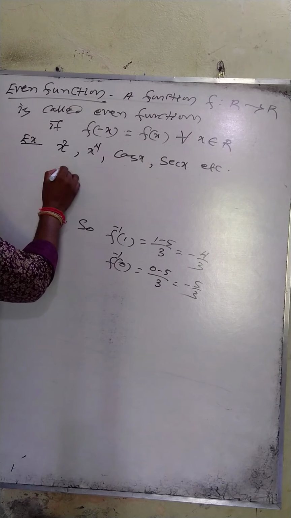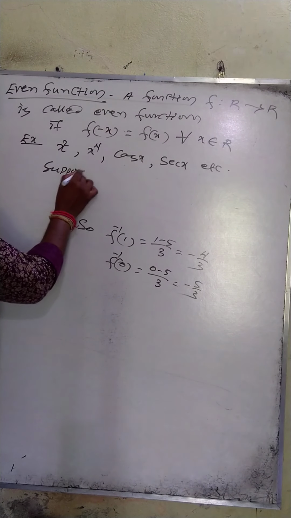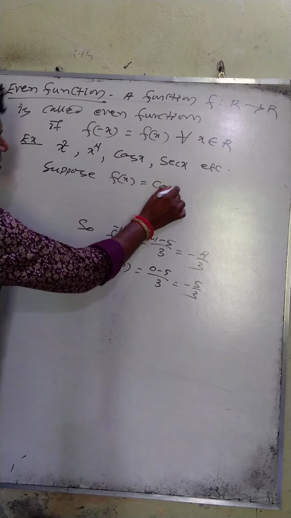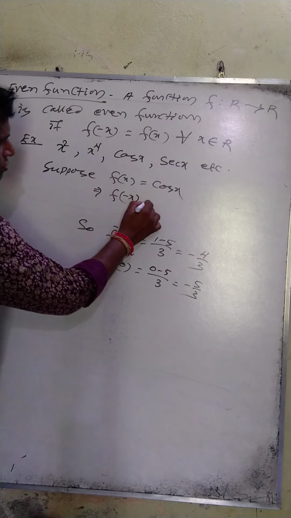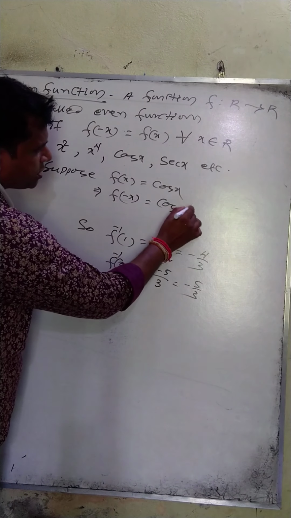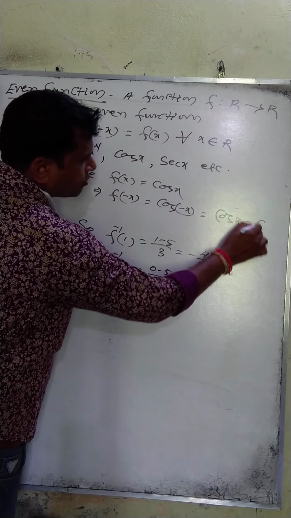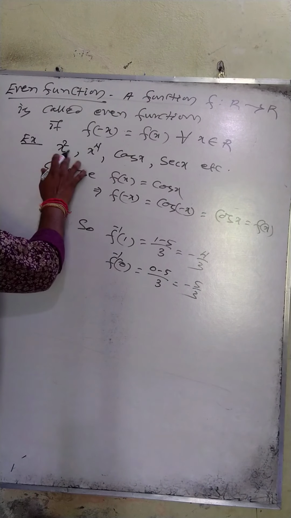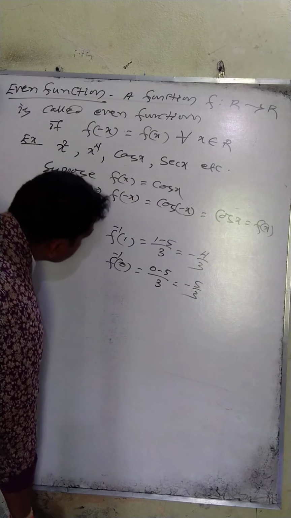Suppose f of x is equal to cos x. That means f of minus x is equal to cos of minus x. That equal to cos x. That equal to f of x. So it is even. Same way we can prove x square, x to the power 4, sec x etc.